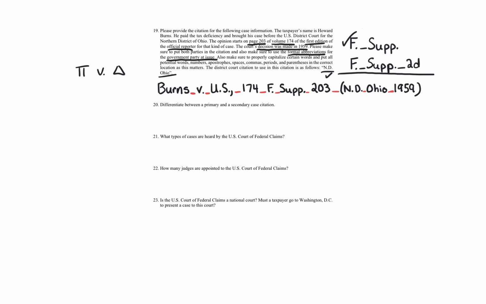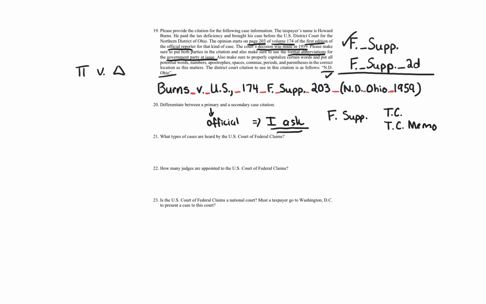Let's go on to question 20. Differentiate between primary and secondary case citations. So primary citations are the official citators, and those are the ones that I ask. If you're in my class, I ask about the official citators. So for example, we just saw the district court, that would be the F period space supplemental. So federal supplemental series, second and third, I showed you how to do those as well. For the tax court case, it would be T period, C period, or tax court memo. We're going to also look at some other ones later on. But those are the official citators.